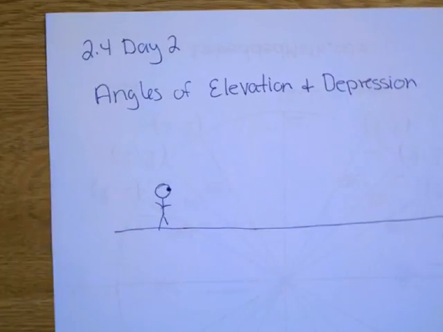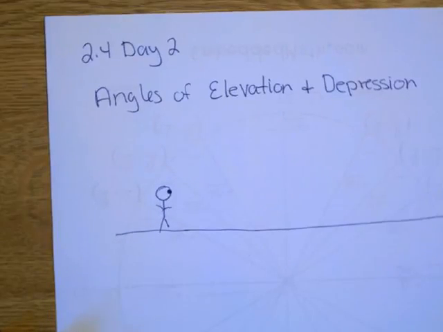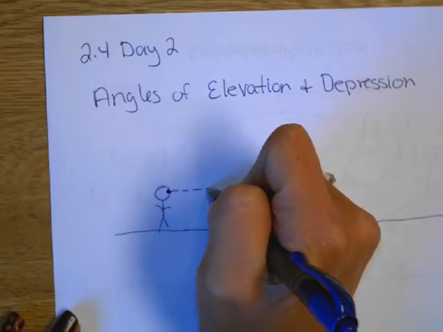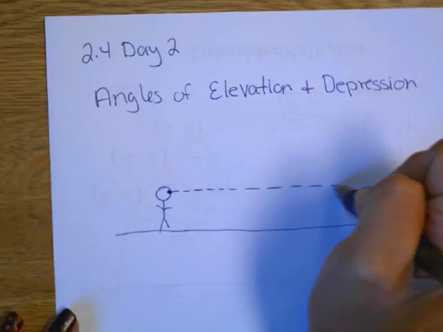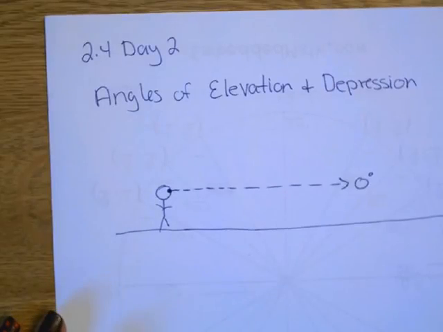Angles of elevation and depression are measured from the horizontal. If I look straight out at something, I'm not looking up, I'm not looking down, that's a 0-degree angle of elevation or depression. So anytime you see these phrases, angle of elevation, depression, you need a 0 line. And the 0 line is straight out from your eyeball. That horizontal line is always going to make one of the sides of your angle.